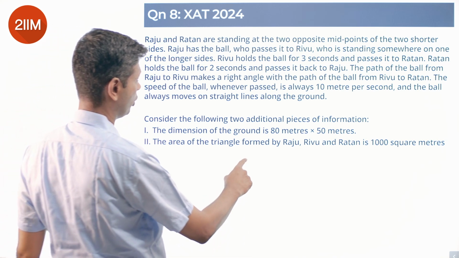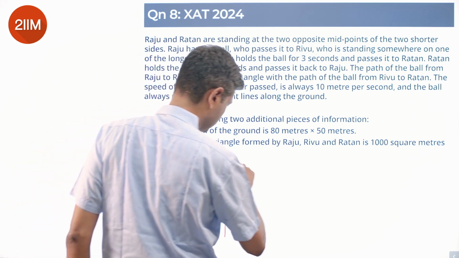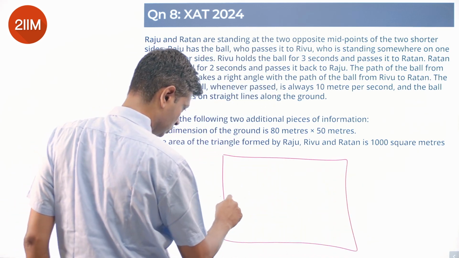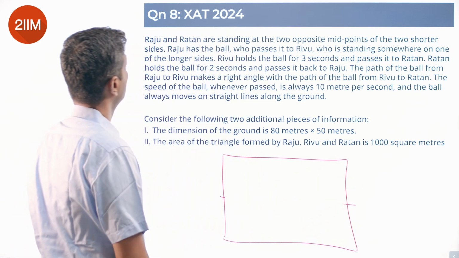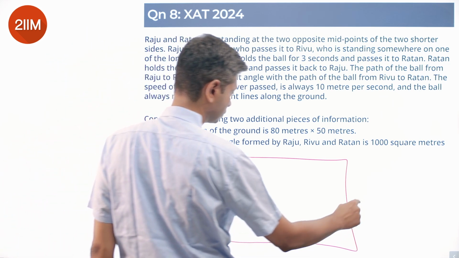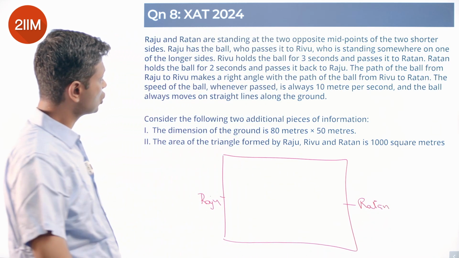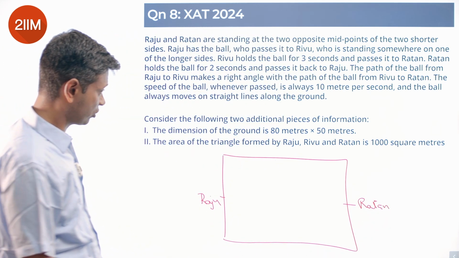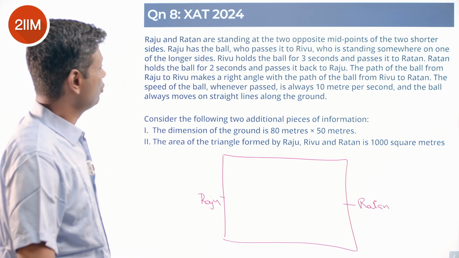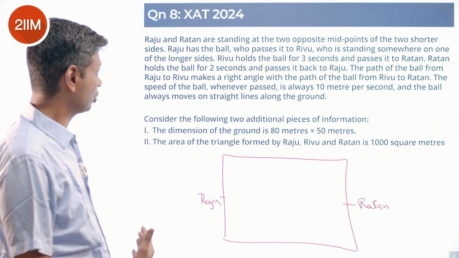Raju and Ratan are two opposite points of the two shorter sides, so a rectangle like this. So Raju here, Ratan here. And Rivu is standing somewhere on one of the longer sides. Rivu holds it for 3 seconds, passes it to Ratan. Ratan holds for 2 seconds, passes it back to Raju.